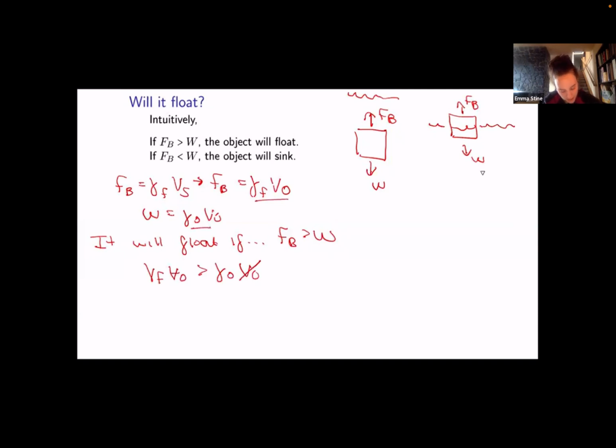And then we can cancel out, I'll give you guys the little weird V's so you get used to them because they're weird. So then we cancel out the volume of the object and we get: specific weight of the fluid is greater than the specific weight of the object. It will float if this is true.